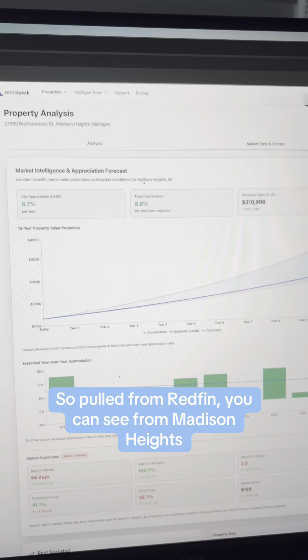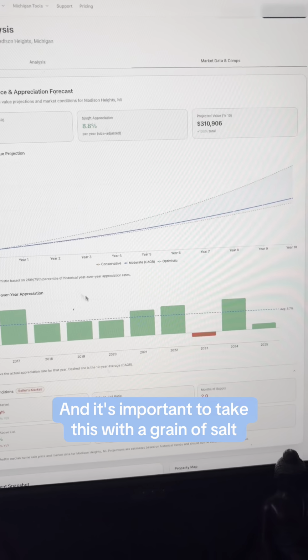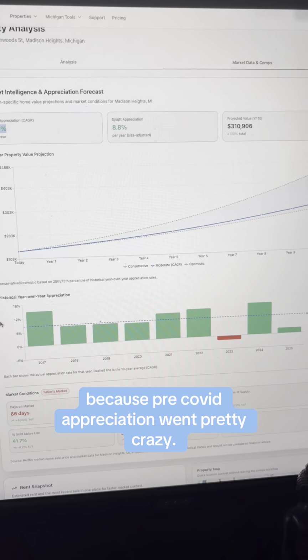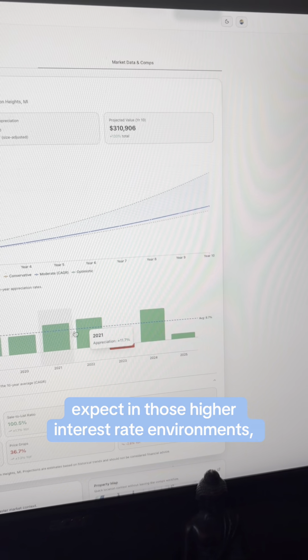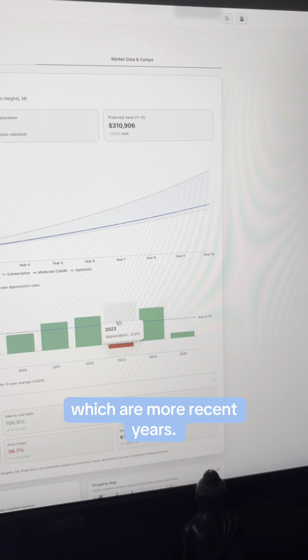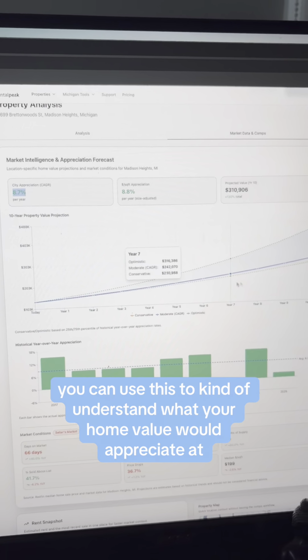So pulled from Redfin, you can see from Madison Heights what the average appreciation rate was over the last 10 years. And it's important to take this with a grain of salt because pre-COVID appreciation went pretty crazy. You can see what you can kind of expect in those higher interest rate environments, which are more recent years. So you can use this to understand what your home value would appreciate at in this market.